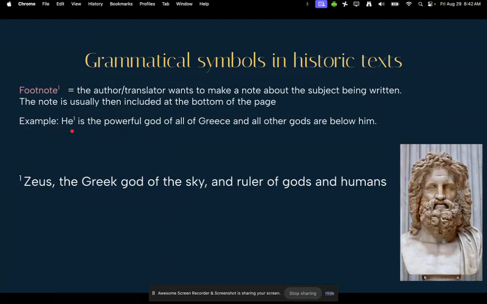So for example, if we said, he is the powerful god of all of Greece and all other gods are below him, I would then look at this one symbol and I would go to the bottom of the page and I would see the other one symbol. And it says Zeus. So that's what he is referring to. Zeus, the Greek god of the sky, the ruler of gods and humans.